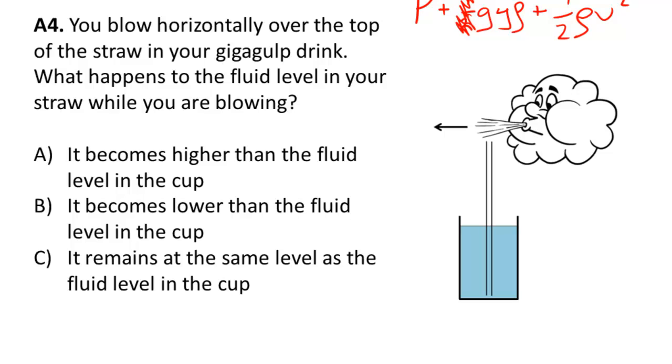The idea here is that when you blow across the top of this straw, because this term is now going to increase, the pressure at the top of the straw is going to have to decrease. If the pressure at the top of the straw decreases, this is actually going to pull some of the fluid up through the straw. So when you blow over the top of this, it pulls the fluid in the straw up just a little bit, and so the fluid level becomes higher than the level in the cup.